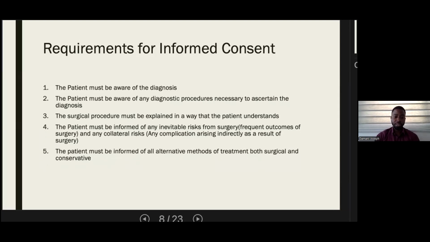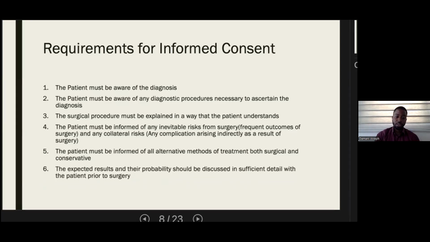And the patient must be informed of all alternative methods for treatment. This could either be surgical or conservative treatment. And the expected results and their probability should be discussed in sufficient detail for the patient to understand. And this all happens prior to a surgical procedure.